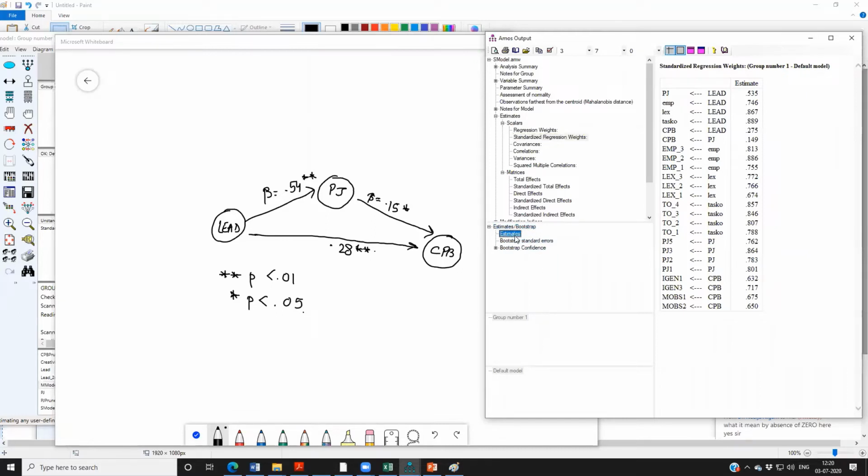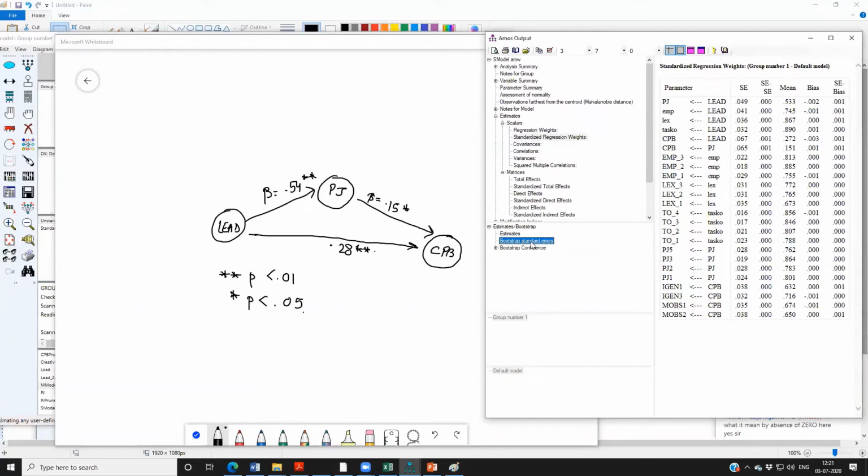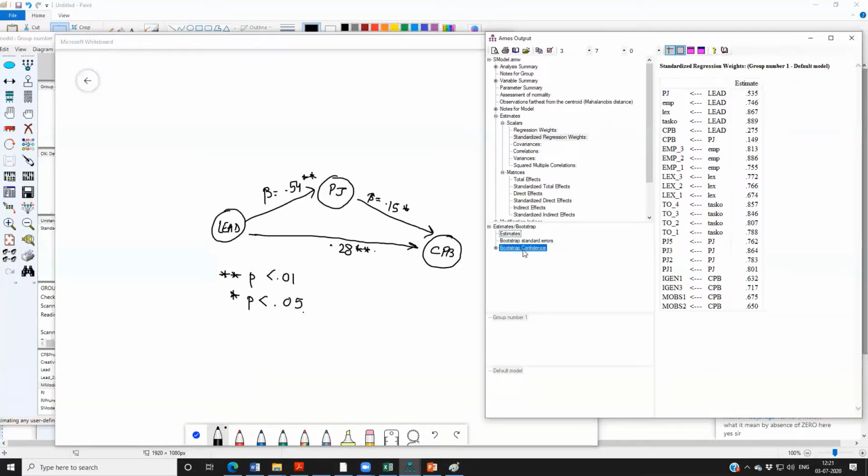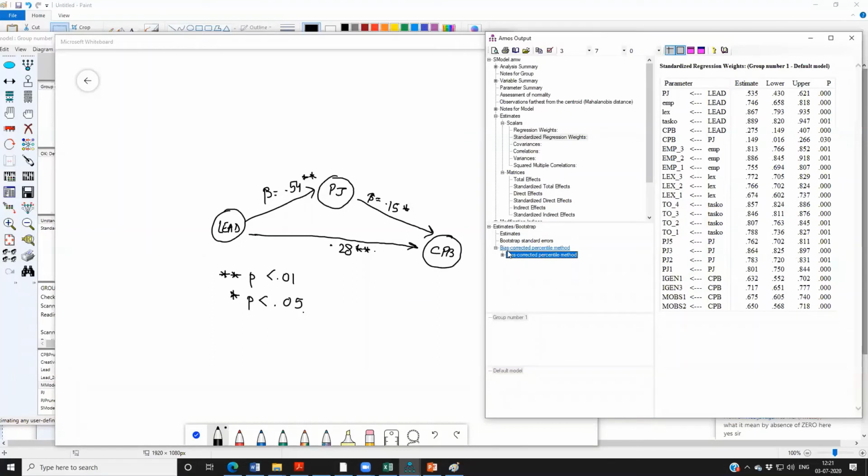Now, when you click on estimate Bootstrap, the Bootstrap estimates are the same as what you are getting here, and you get the standard error. So the estimates are the same, but what is important is that you will get the bias-corrected confidence interval. So we have the Bootstrap estimate for leadership to PJ, 0.54. And what is the Bootstrap confidence interval?